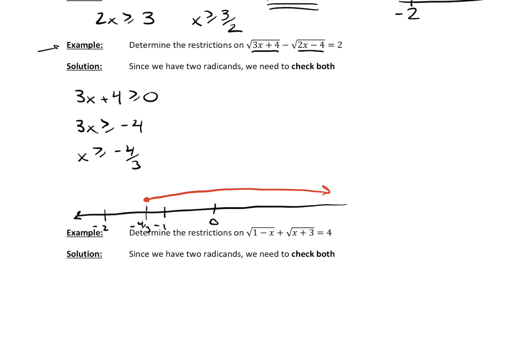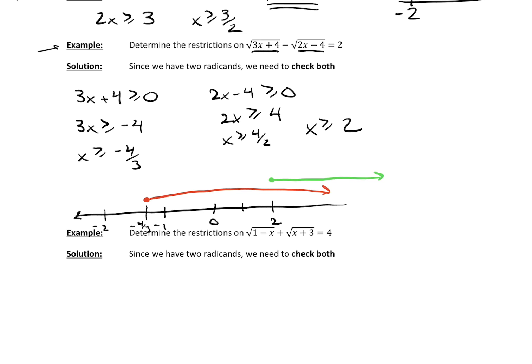But now you need to look at your second one. You have 2x minus 4 also has to be greater than or equal to 0. So 2x has to be greater than or equal to 4. X has to be greater than or equal to 4 over 2, which means x has to be greater than or equal to 2. But 2 is all the way up here, right? And this is my other domain restriction.